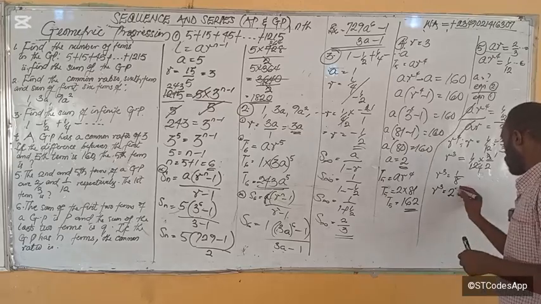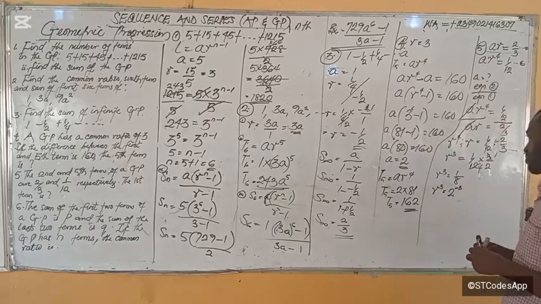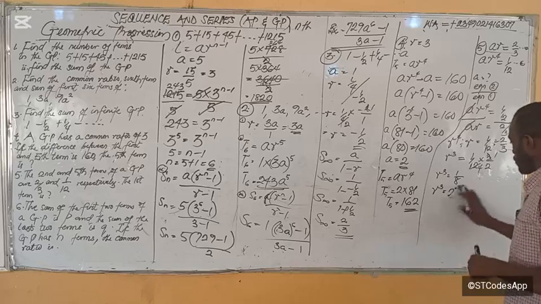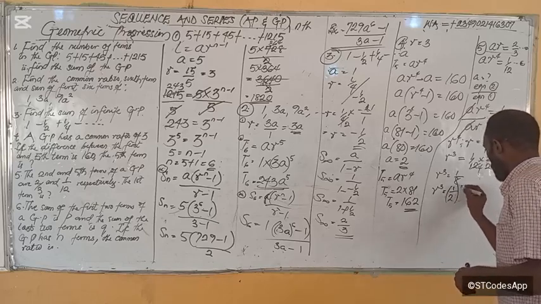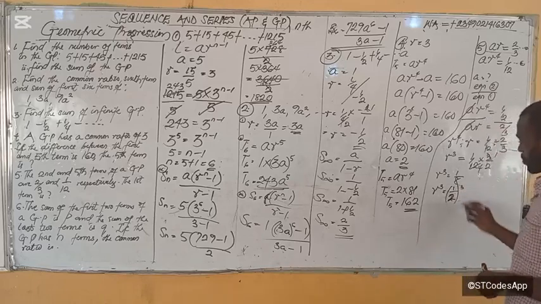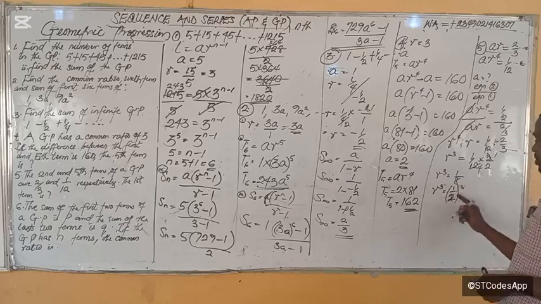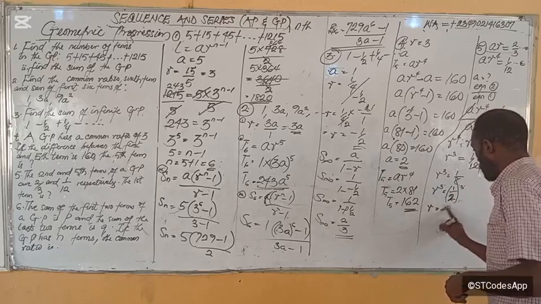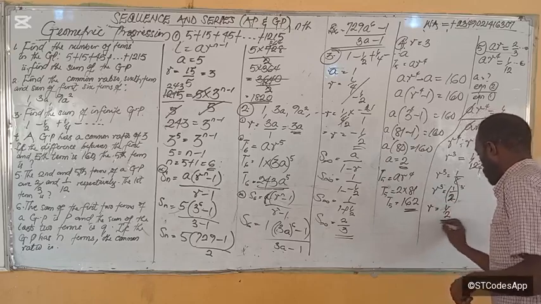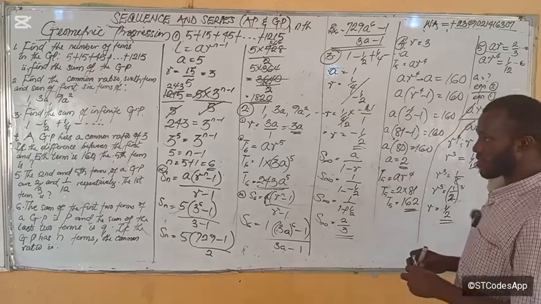So from here, we'll just do it this way, see. 1 over 2 raised to power 3. Do you see that now? So the powers are the same, so the bases must be the same. So R therefore becomes what? 1 over 2. So that is R.